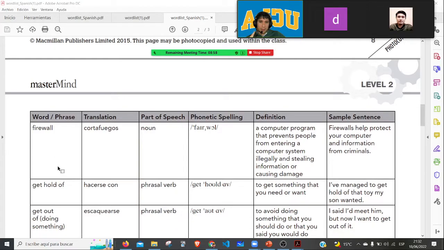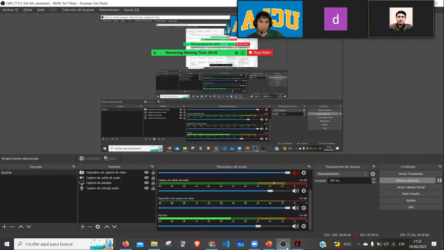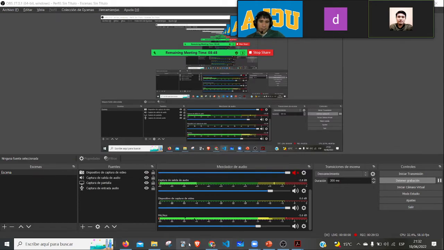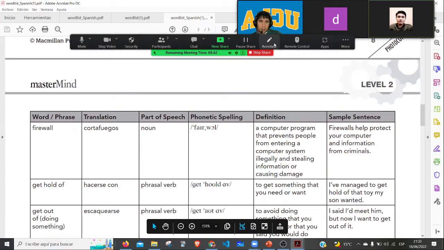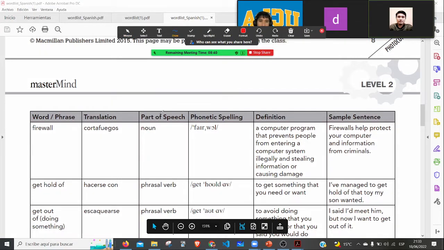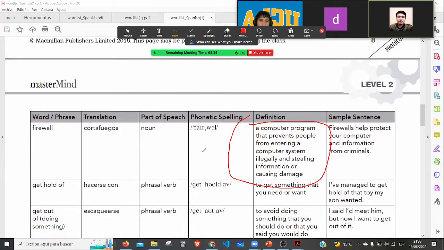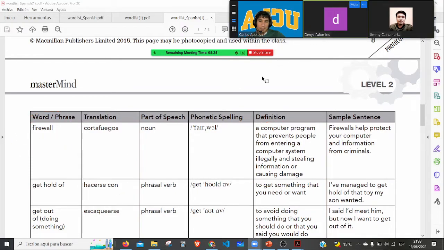Firewall. As we have in our lab on our computer. The firewall in your computer is a program that prevents people from entering. Es como un antivirus, pero es del mismo Windows. Es el firewall.